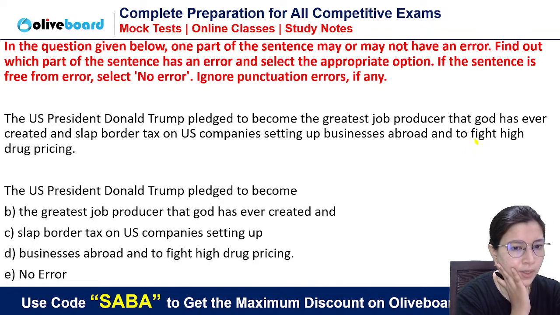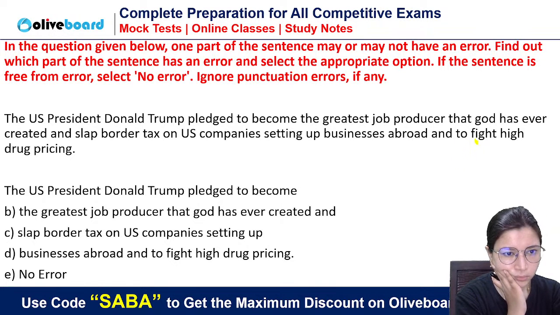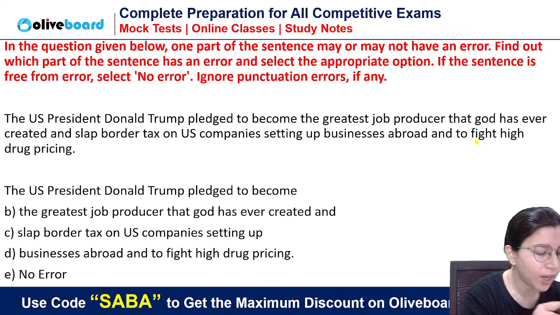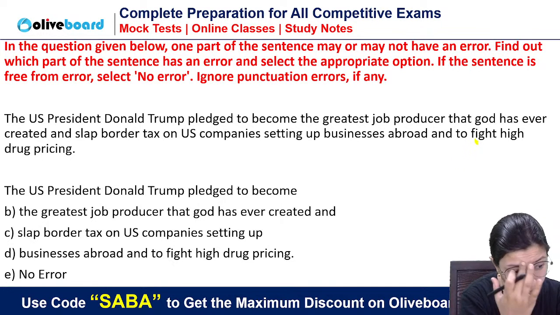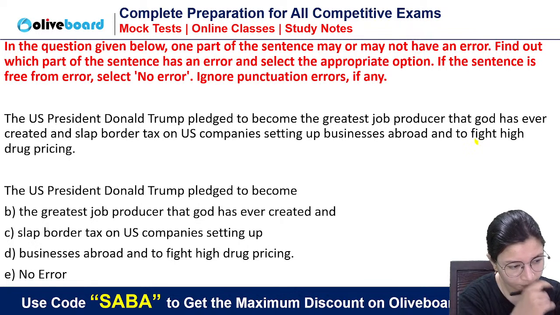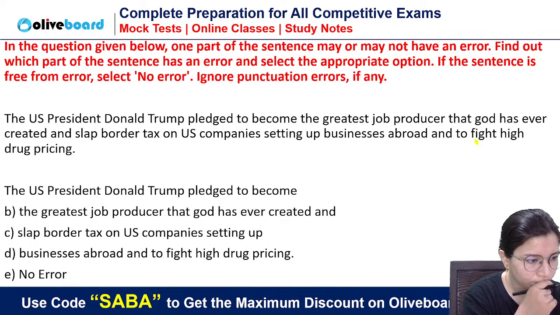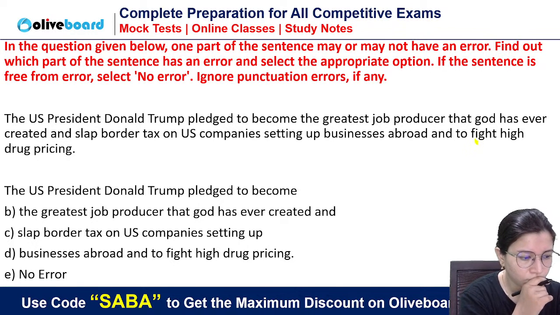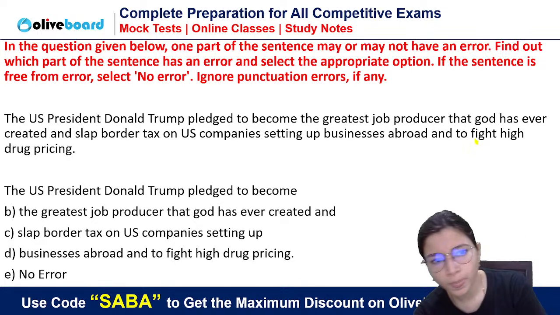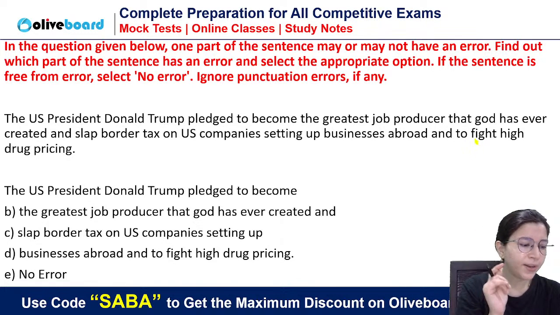This one is very, very easily doable. ये बहुत अच्छा है. रूल बेस्ड है. Read the sentence carefully. Did you read the entire sentence?